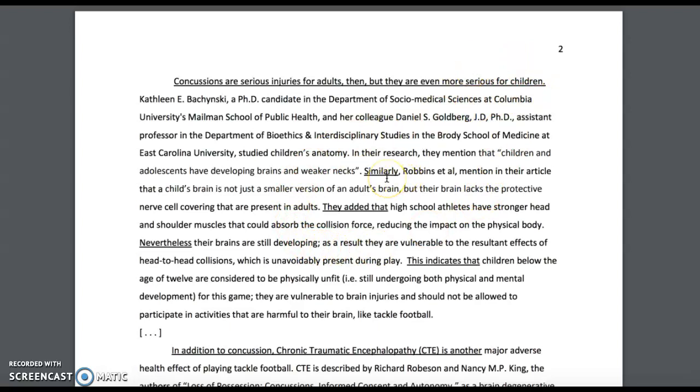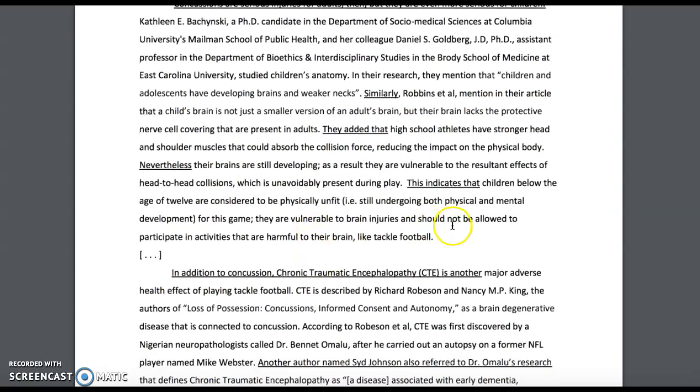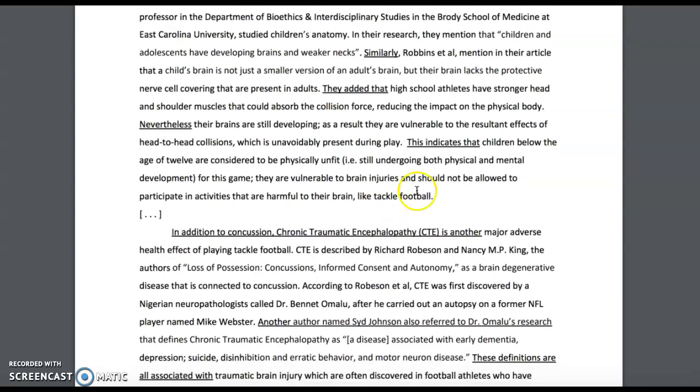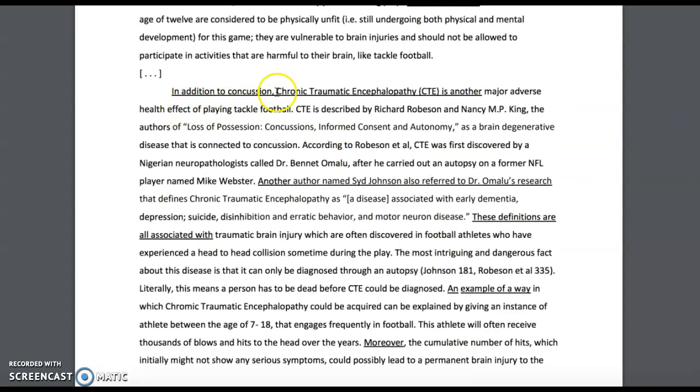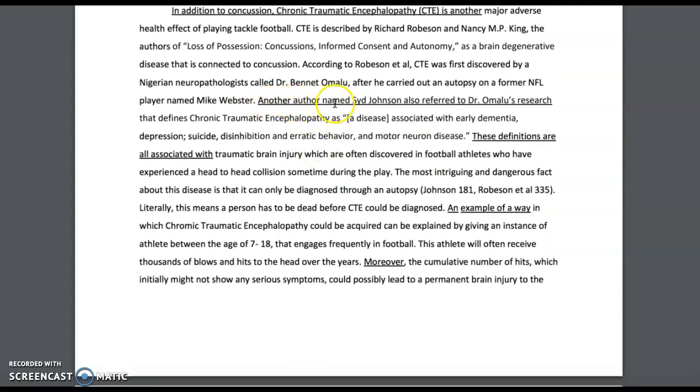Again, notice how these underlined words and phrases show how he's continuing to add further support to previous ideas. It helps the reader follow his thinking. Notice this nice wrap-up sentence here. "This indicates that," and so on and so forth. Here's another one: "In addition to concussion, CTE is another major adverse" effect. So he helps move from the concussion section to the CTE section of his paper. He presents some research, and then he adds another author named Sid Johnson, who also referred to Dr. Omalu's research.